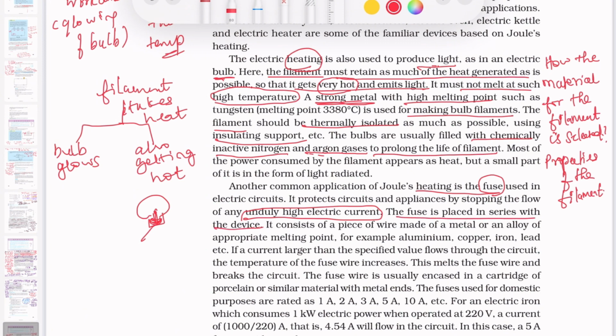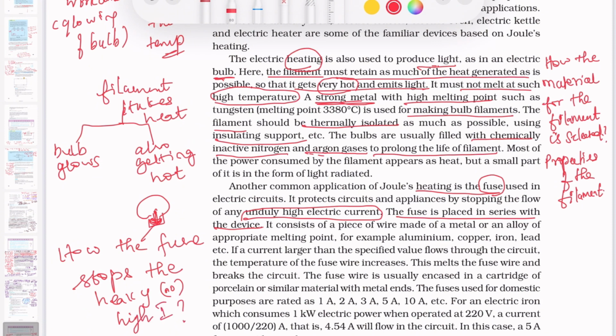We connect a fuse. So how does the fuse stop the current? The next question: how does the fuse stop the heavy or high current which is flowing in an electrical device? First point is it is connected in series with the device. Then the fuse consists of a wire made of a metal or an alloy of appropriate melting point. For example, that metal can be aluminium, copper, iron, lead.